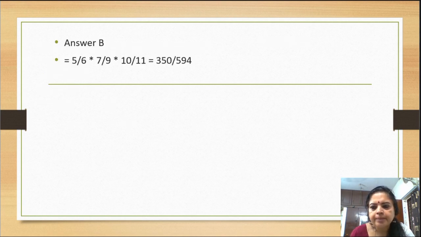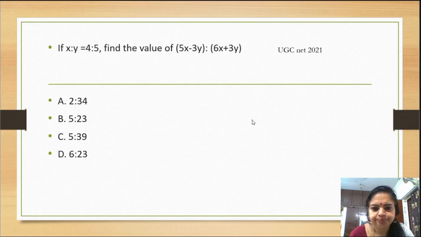So combined ratios are expressed in terms of each ratio in a division format multiplied by the second ratio and the third ratio. Okay, I hope it is clear. Next one: if x is to y is equal to 4:5, find the value of 5x minus 3y is to 6x plus 3y. This was asked for the 2021 examination.